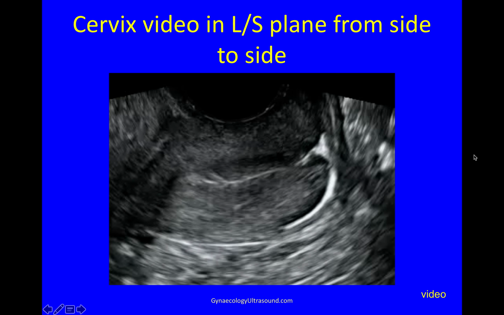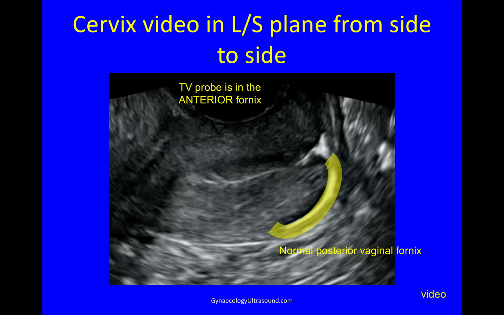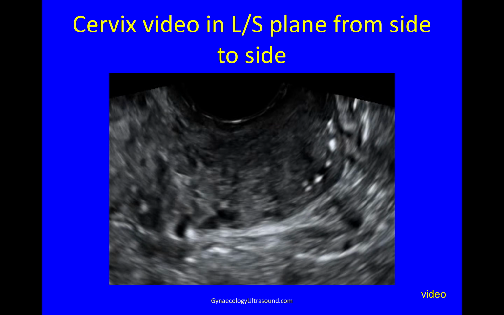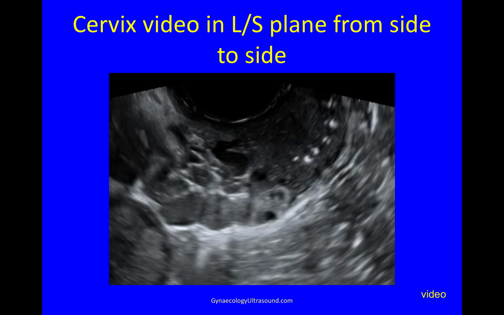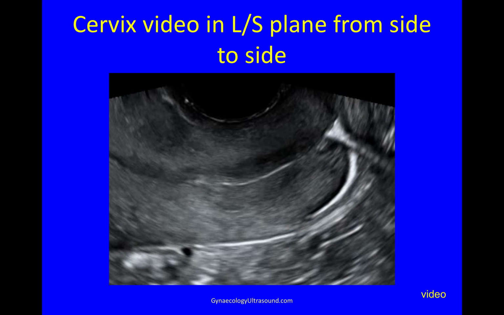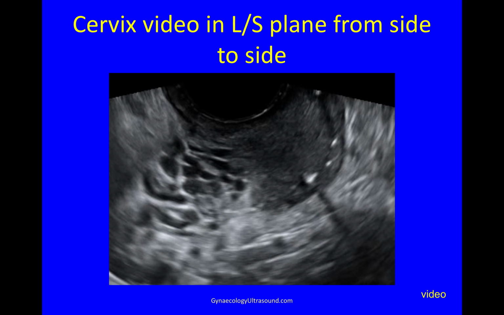I'm going to look at this cervix in the longitudinal plane from side to side, just as though it was a uterus. And this is the posterior vaginal fornix, and you can see that my probe is in the anterior fornix. There's a bit of cervix, a bit of vagina just behind there. So we're in the anterior fornix, and I'm going to sweep from side to side in the longitudinal plane. So that's the cervix. I'm getting to see it very clearly, make sure there's no abnormality there.